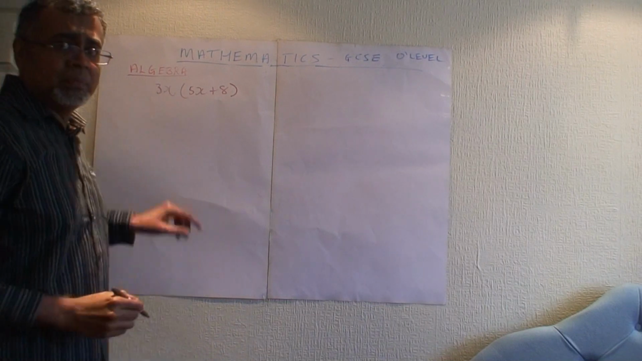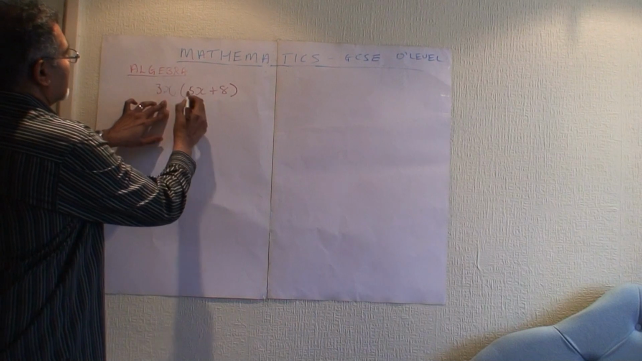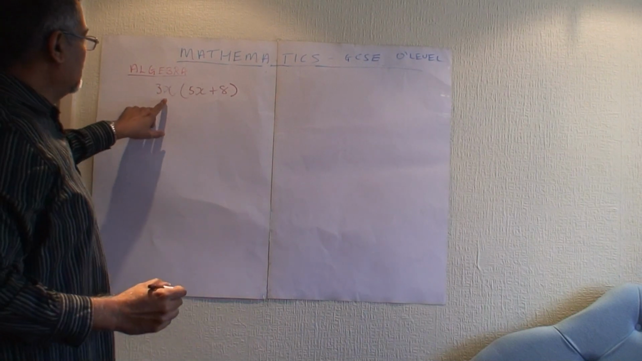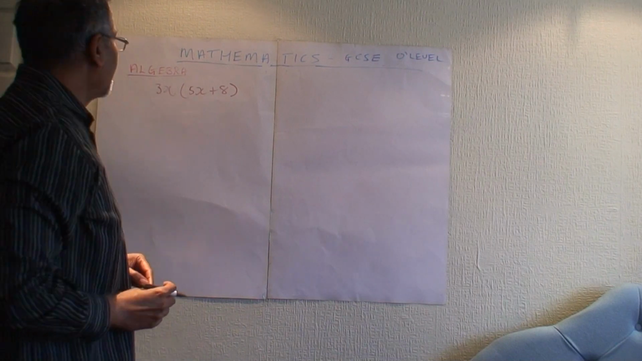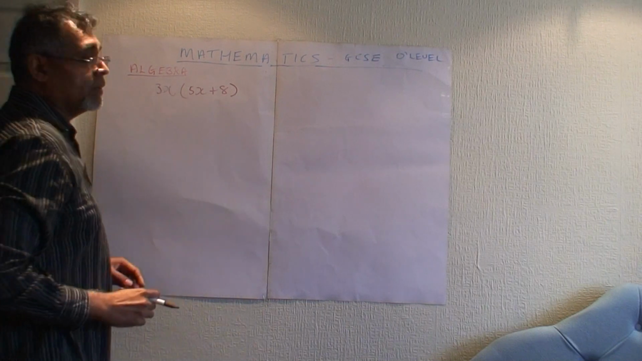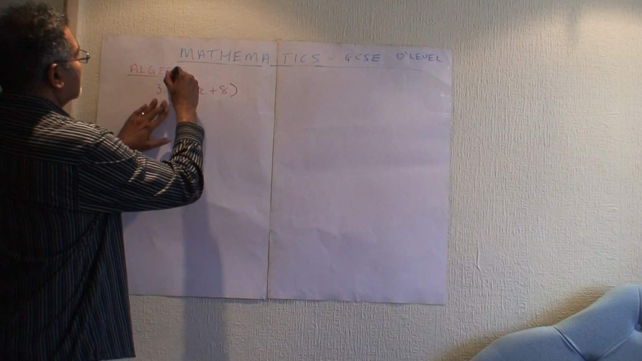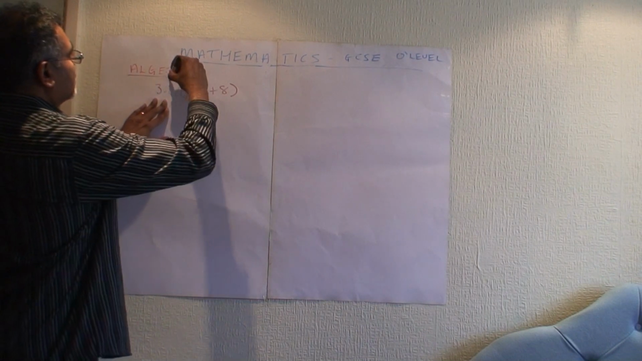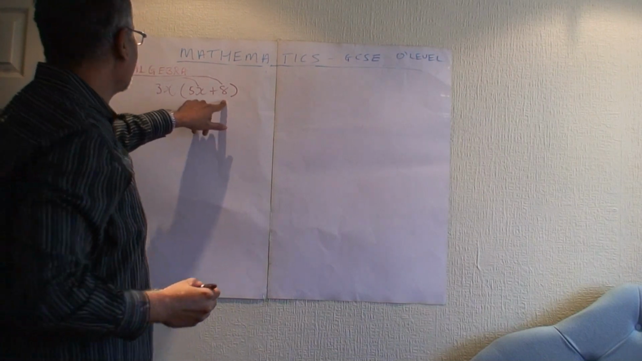Okay, so here we have an expression. The 3x is outside the bracket, and you have 5x plus 8. So we want to multiply 3x by each of the terms in the bracket. So this 3x multiplies by 5x, and 3x also multiplies by 8.